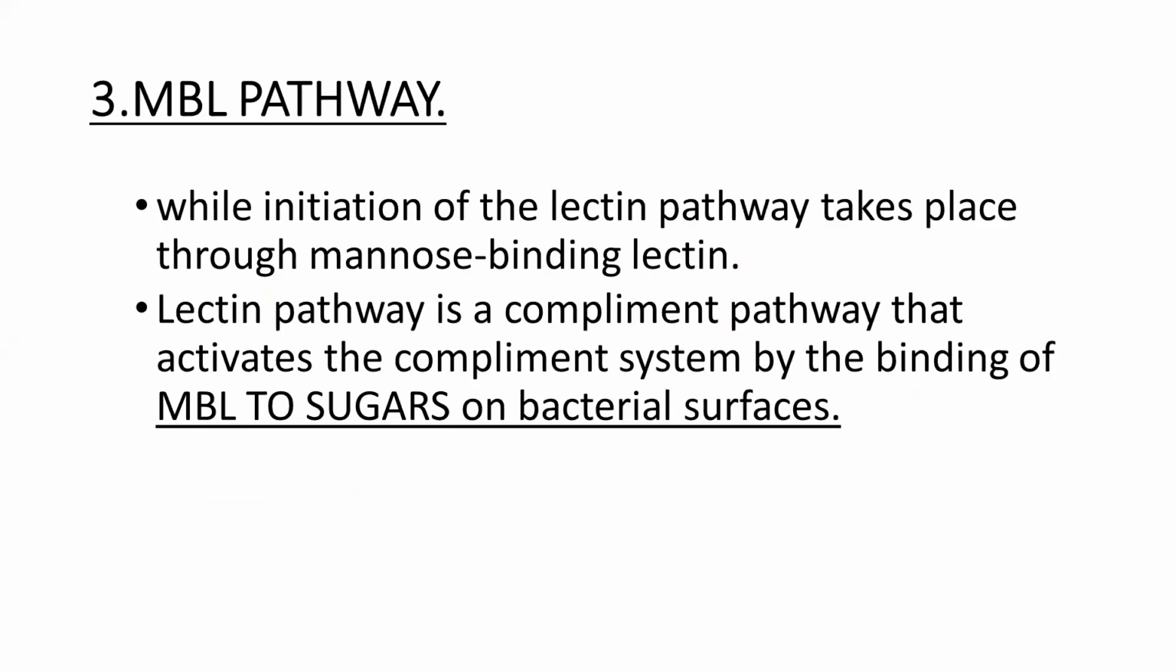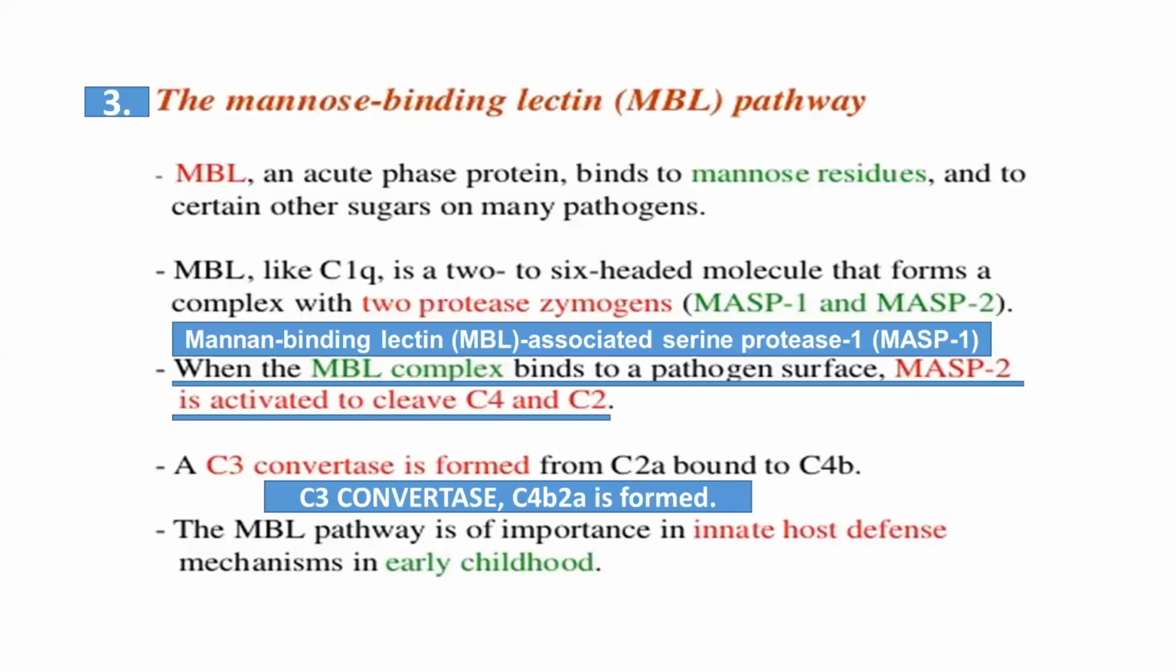The initiation of the lectin pathway takes place through mannose binding lectin. The lectin pathway is the complement pathway that activates the complement system by binding of the MBL to the sugar or the carbohydrate which is present on the bacterial surface. The mannose binding lectin, an acute phase protein, binds to mannose residues and to certain other sugars on many pathogens.